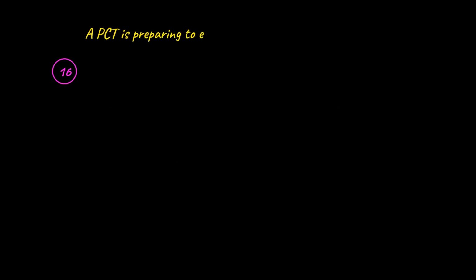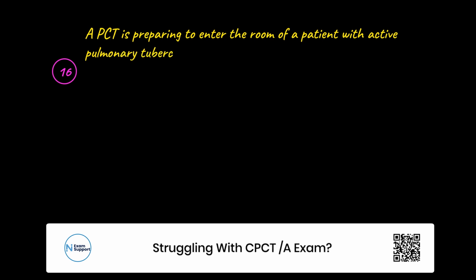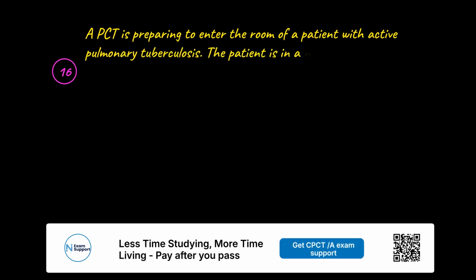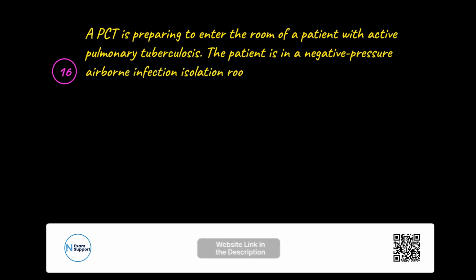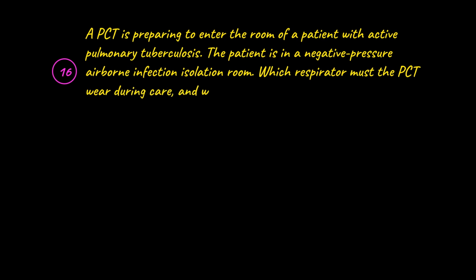Question 16. A PCT is preparing to enter the room of a patient with active pulmonary tuberculosis. The patient is in a negative pressure airborne infection isolation room. Which respirator must the PCT wear during care, and what fitting requirement is essential before use?